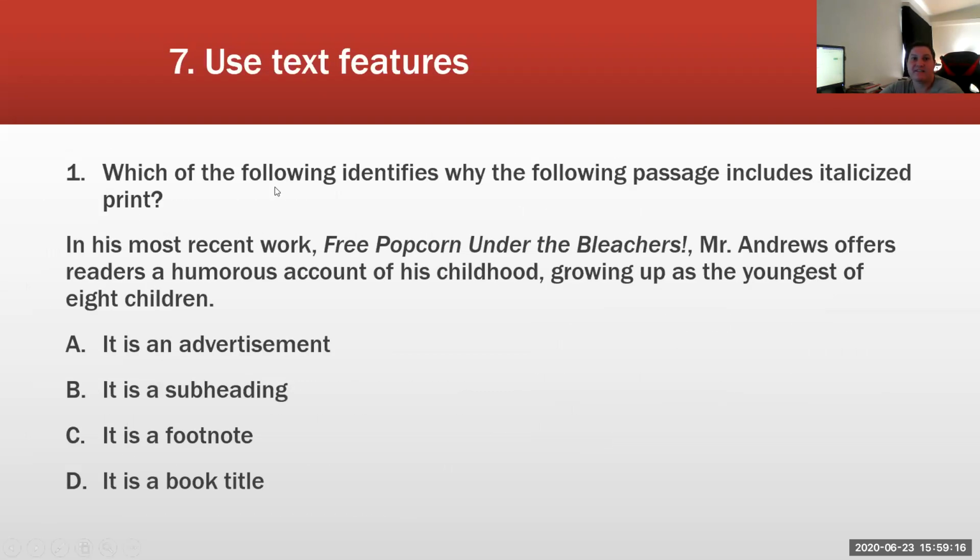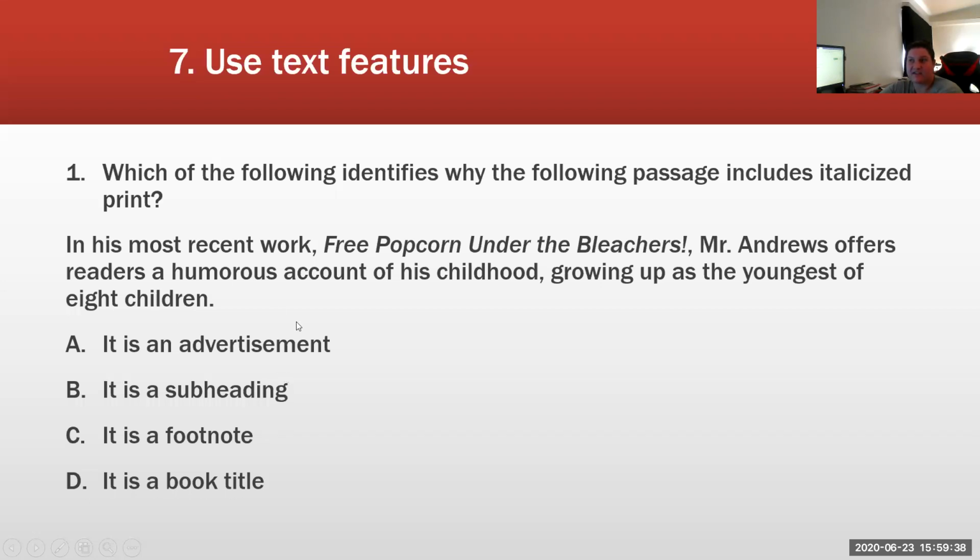Which of the following identifies why the following passage includes italicized print? In his most recent work, Free Popcorn Under the Bleachers, Mr. Andrews offers readers a humorous account of his childhood growing up as the youngest of 8 children. Is it an advertisement, a subheading, a footnote, or a book title?